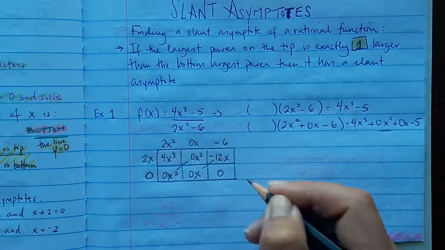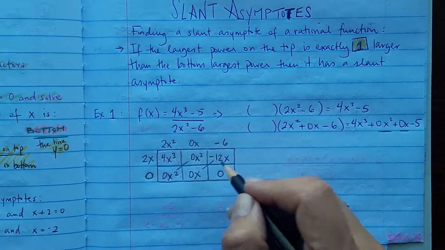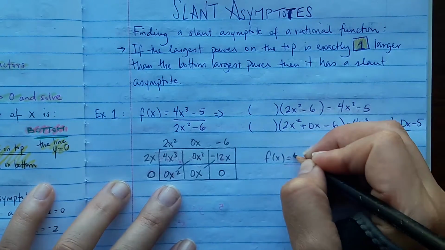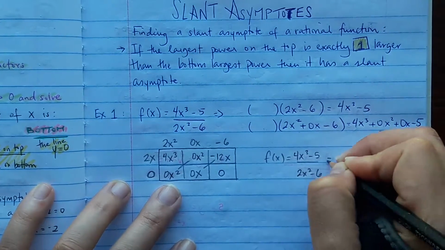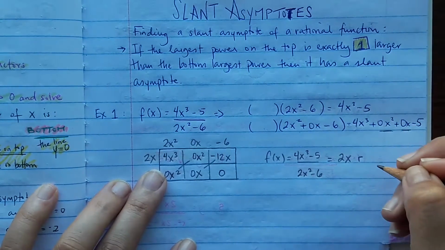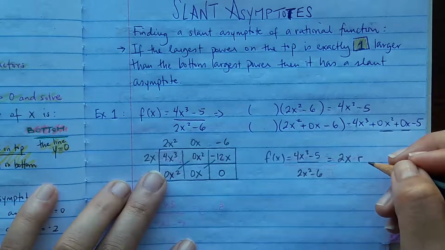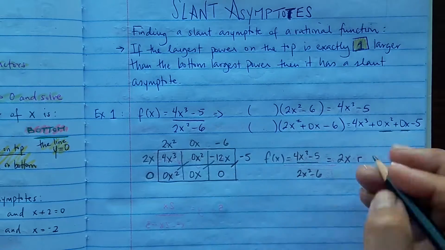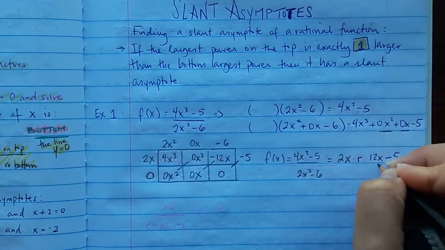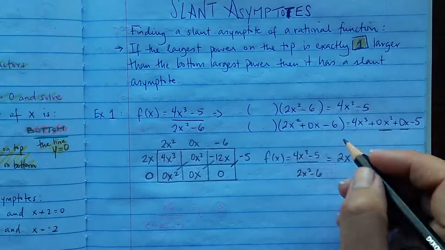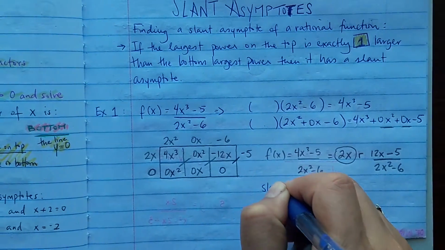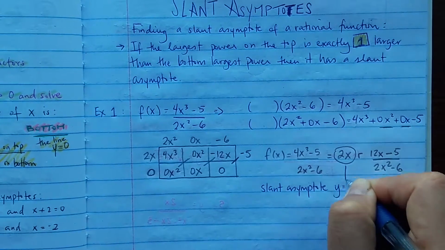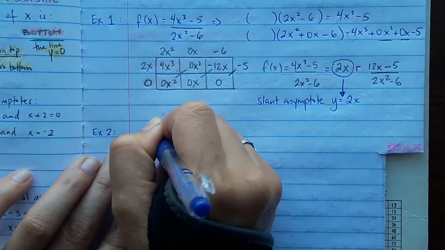We've done this long division before. If you don't remember, go to the video for long division using the box method, or you could do the long division. When I do this division, I have 2x with a remainder of 12x, because that's the only way I get negative 12x to be 0. So I have a remainder of 12x minus 5. Basically the slant asymptote is the whole number part, so the slant asymptote is the line y equals 2x, just the whole number without the remainder. That's the slant asymptote.